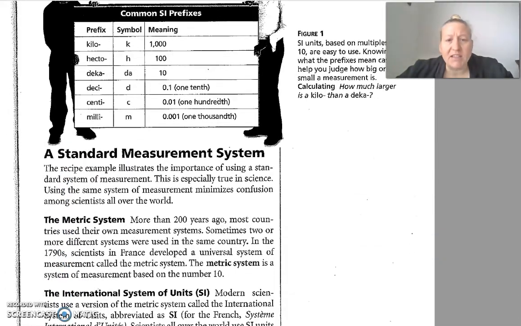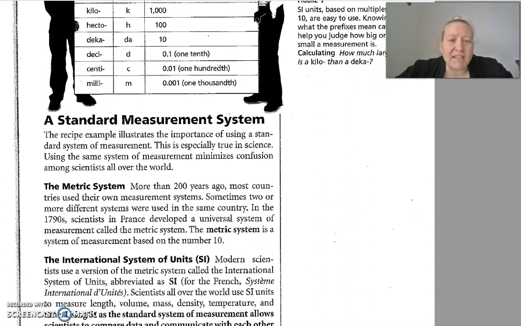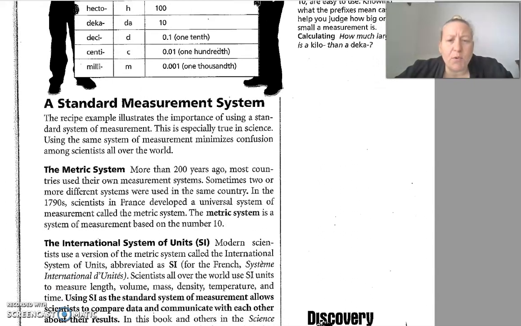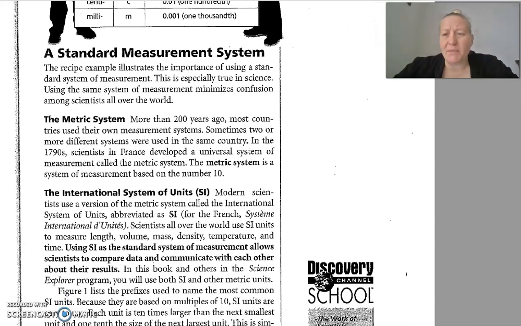All right, this is why we have a standard measurement system, especially in science. The recipe example illustrates the importance of using a standard system of measurement. This is especially true in science. Using the same system of measurement minimizes confusion among scientists all over the world. All right, we're going to talk about the metric system. The metric system is used almost all over the world except for in the United States.